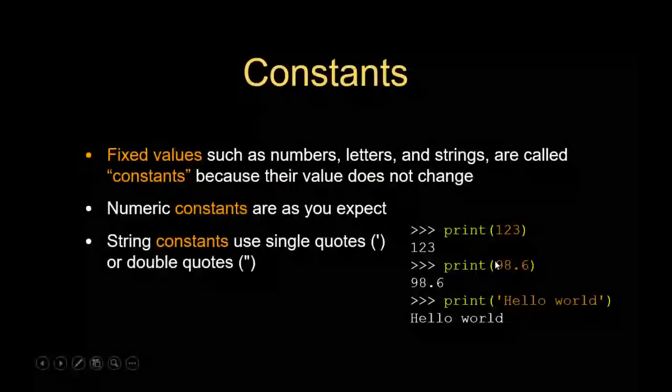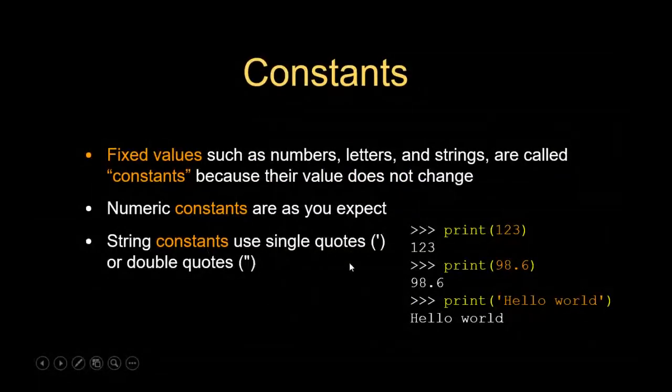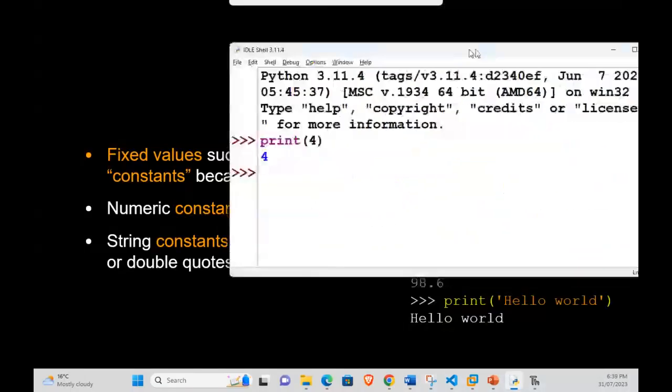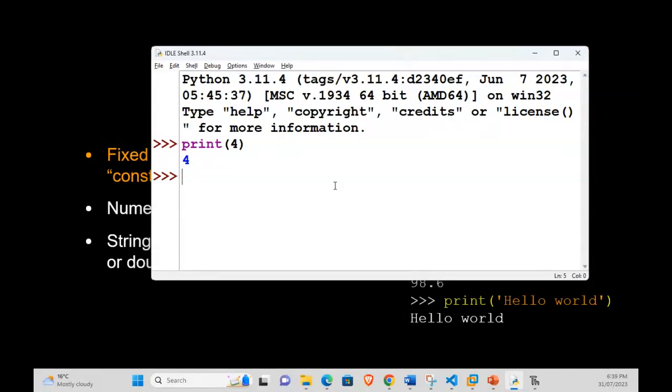So numeric constants are as you expect, and string constants use single quotes or double quotes. That is essentially telling you that you can recognize a string because it will have quote marks around it. And it can be single or double in Python, which is amazing. It's little things like this that make me love Python, because you can use either, it doesn't matter, as long as whatever you start with, you must end with.